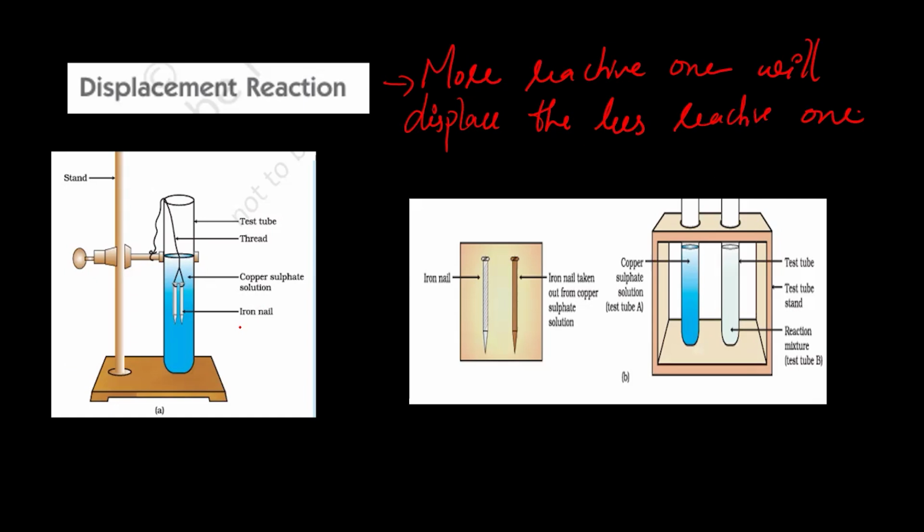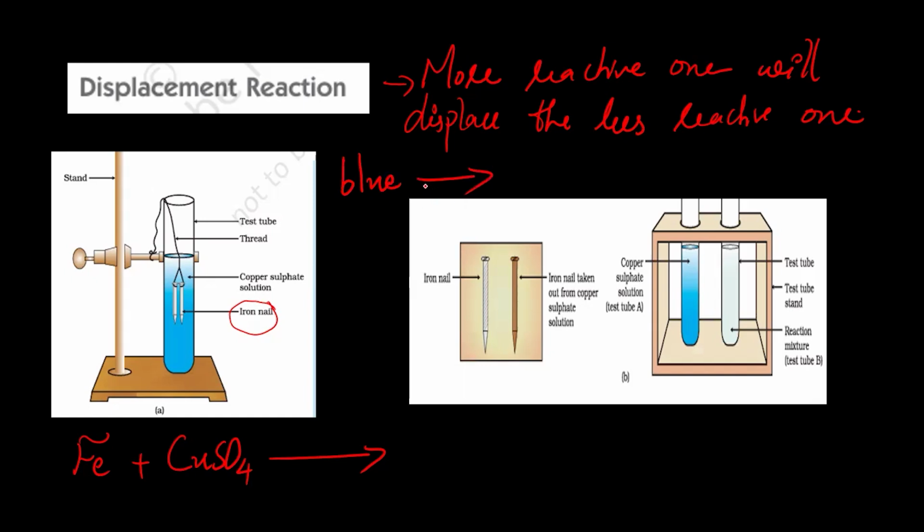Sometimes this picture will be given in your question paper also, and you will have to write down the observation. So this was the initial stage. It was iron and copper sulfate. Let us write down iron, this is Fe, and copper sulfate is CuSO4. Iron and copper sulfate. So what was the observation? You will see that the copper sulfate was initially blue in color, right? Yeah, it was blue in color.